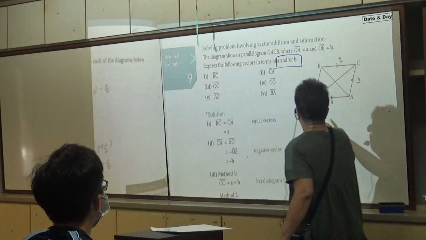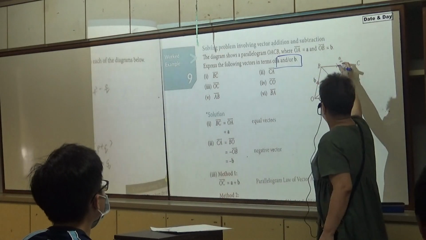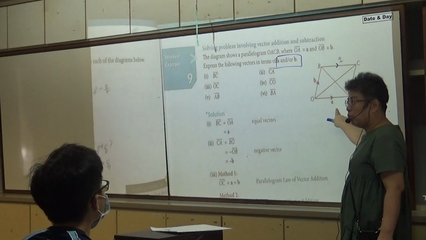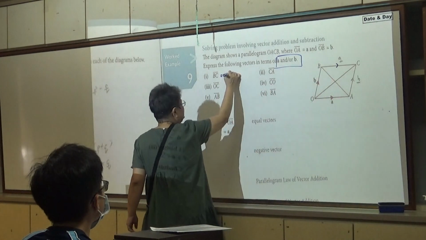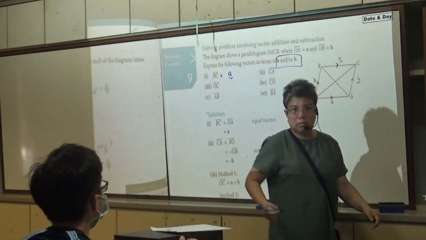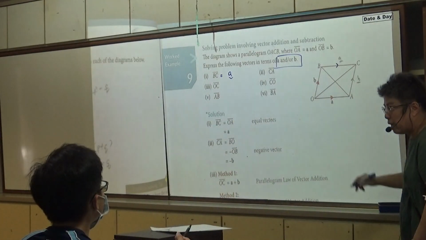BC. Can you look at BC? BC is like that, right? Can you see it's parallel to OA? So BC is just what? Vector A, right? Can you see it? You can see from the diagram straight away, right?